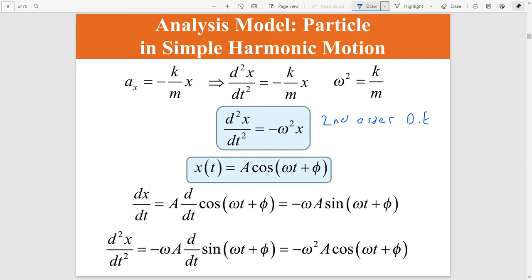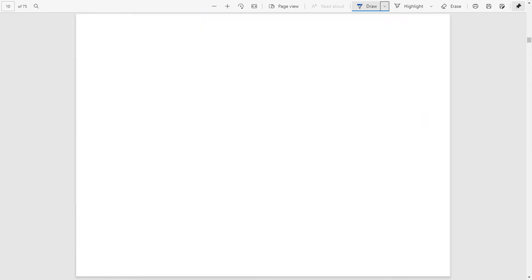Note that the only variable here is time. As such, when you take the derivative, you end up with a sine and then a cos again once you take the second derivative, and there's a negative sign in front of both. Now, you'll note that there's another constant thrown in, which is the phi here. We'll get to that soon.